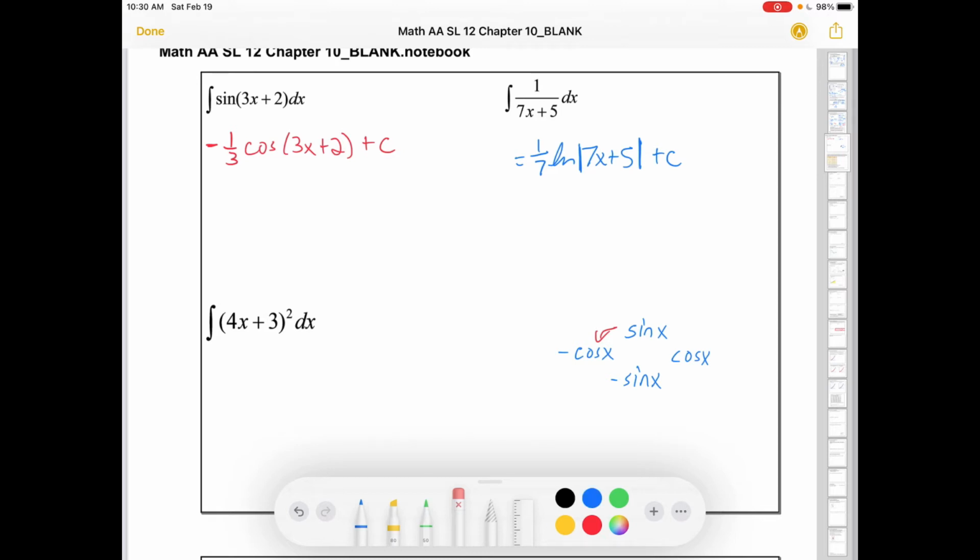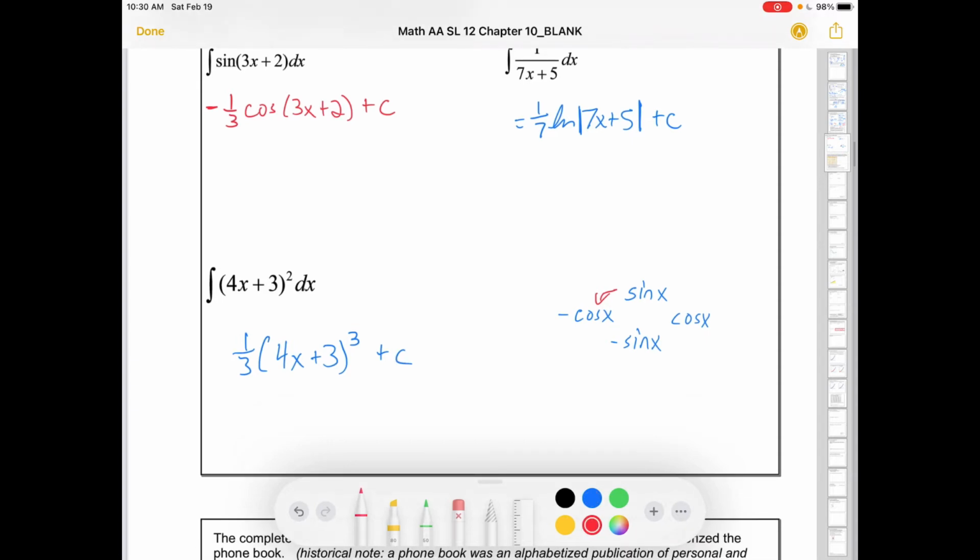Same sort of idea with this last one. I'll think the power will need to go up by 1, and the flip of the new power comes in front, plus c, and I can check that by differentiating. So I'll get 1/3 times 3 times 4x plus 3 to the power of 2. And then I'll also have the chain rule give me this 4. And you can see these will divide out, but it's still too big by a factor of 4. So I need a 1/4 out front to fix that.